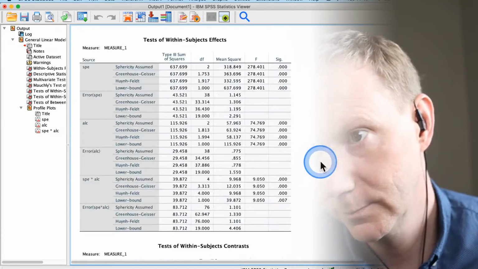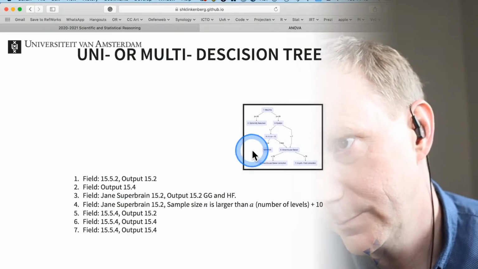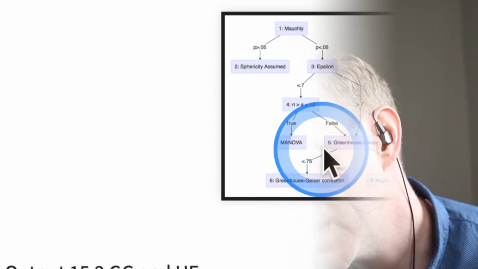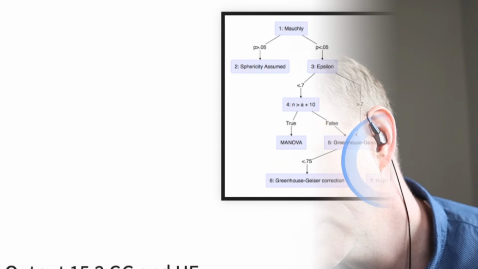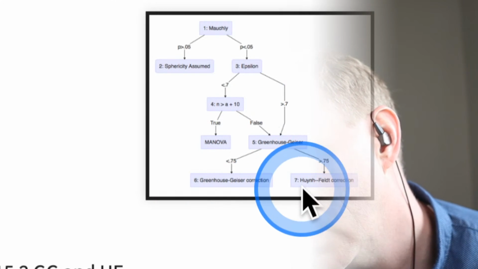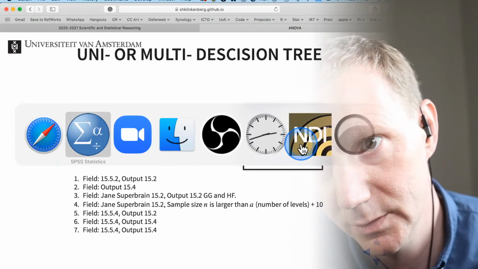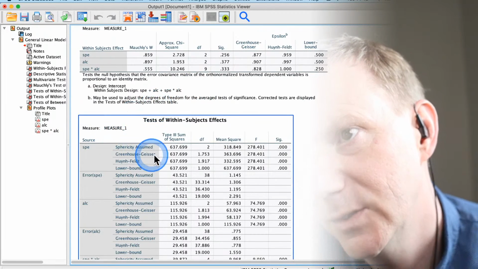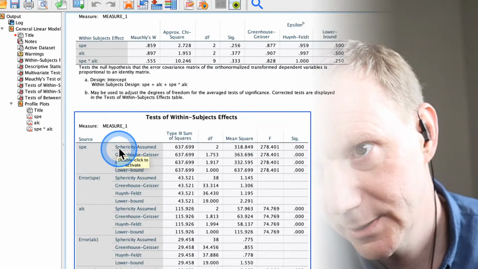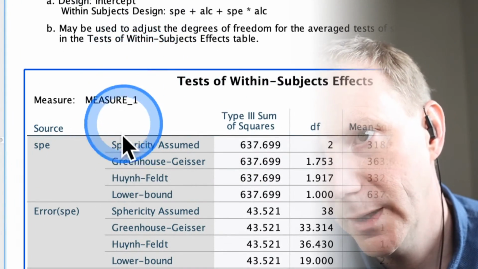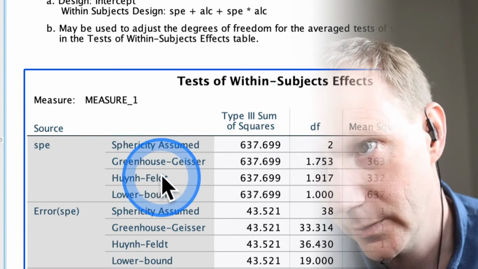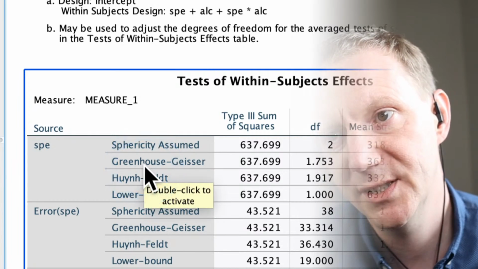But if it goes the other route, namely your epsilon value is higher than 0.7, then you can use the Greenhouse-Geisser value, and you use either that correction or the Huynh-Feldt correction, and those corrections are found if you go here. So these are the actual results from your univariate tests, where this one is for speed, where the first one is where sphericity is assumed, and then you have these kinds of corrections. So you have the Greenhouse-Geisser correction or the Huynh-Feldt correction. So you look at these if you follow these steps.